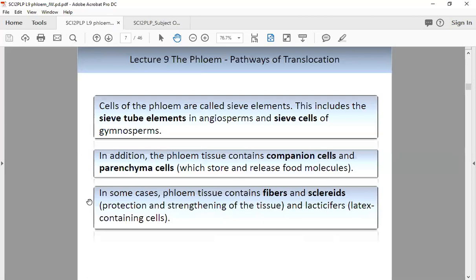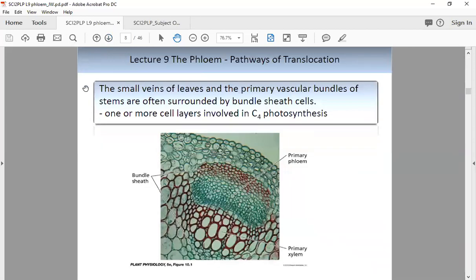And in some cases, phloem tissue also contains fibres, and other cells called sclereids, and these function in protecting and strengthening the tissue. But it's only the sieve tube elements that are directly involved in the translocation of photosynthates. The other cells within phloem tissue are merely support, storage, transport cells.